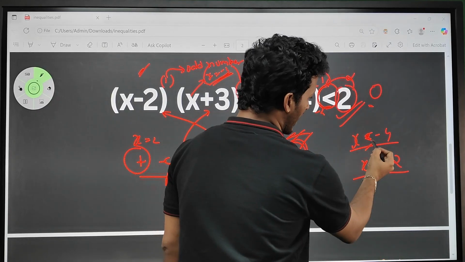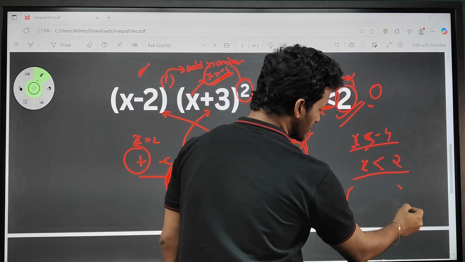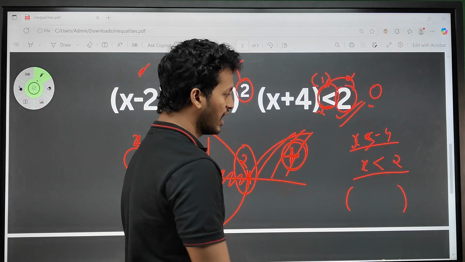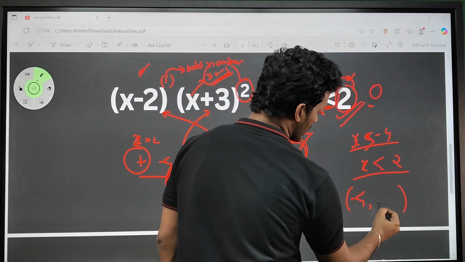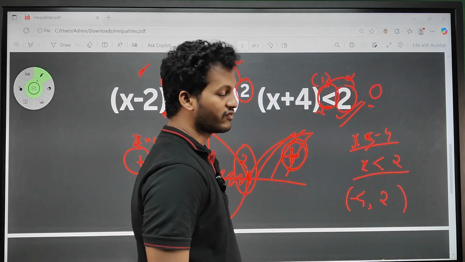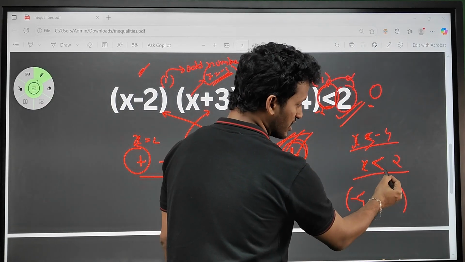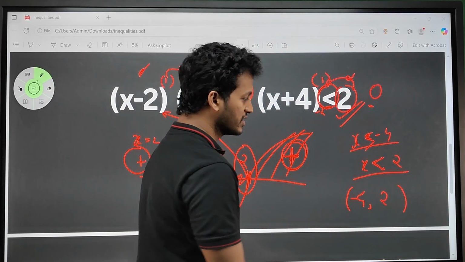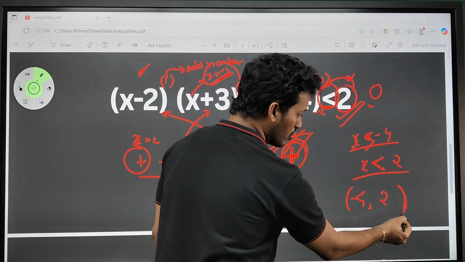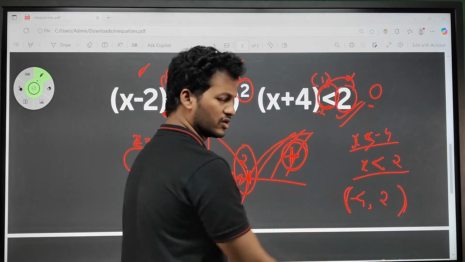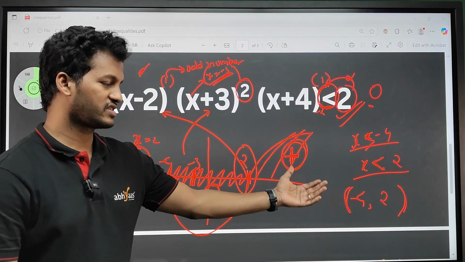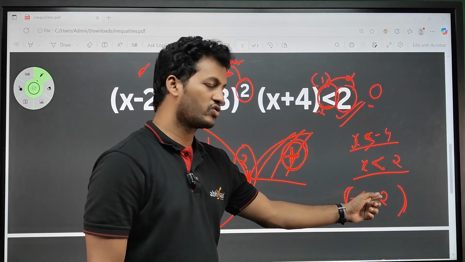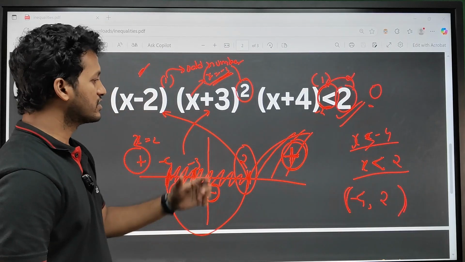Okay, that means when I represent in terms of a bracket, I should use an open bracket. Why? Because it's strictly less than 2. That means it should not include 2. That means I have to take an open bracket here, minus 4 comma 2. I hope in the previous video we have discussed these brackets. So minus 4 comma 2 is the solution for this.